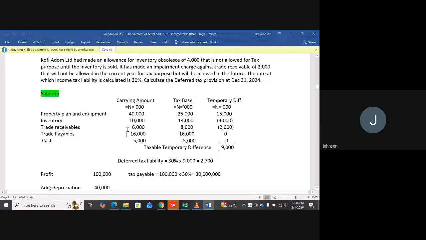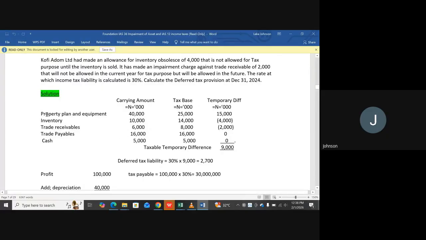Now, here we are trying to do our liability, right? Our deferred tax. We are trying to determine our deferred tax. Let's not forget deferred taxes are not always liabilities. Deferred taxes can also be assets. So how do we know whether it's an asset or a liability?